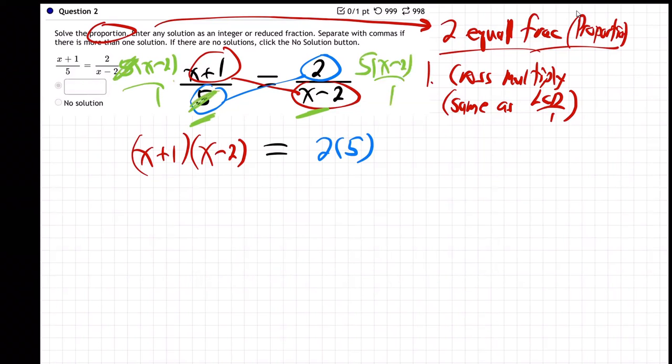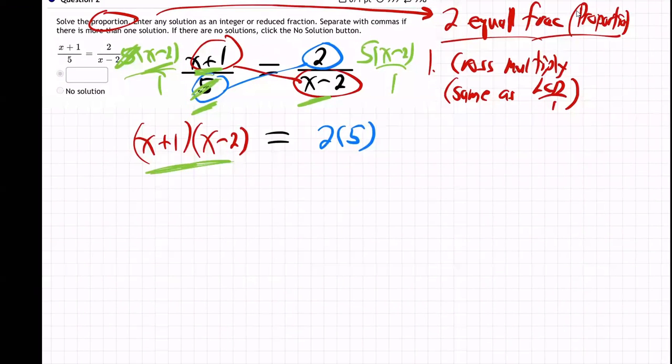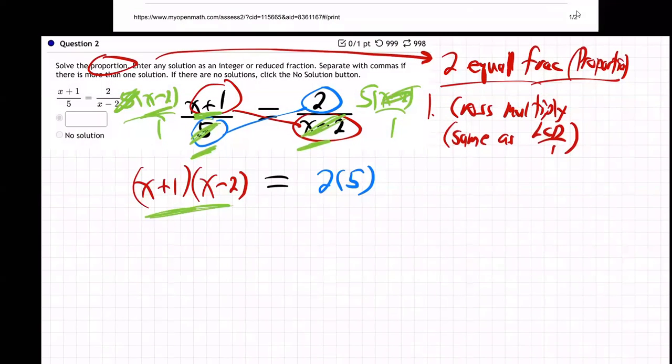The 5s would cancel, and what would we have? x minus 2 times x plus 1, which is what we have. Over here, the x minus 2s would cancel. What would we have? 2 times 5, which is what we have. You see, it's exactly the same. I just want to show you it's exactly the same.